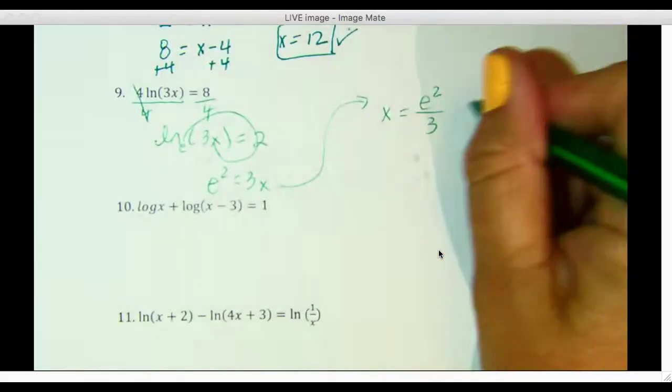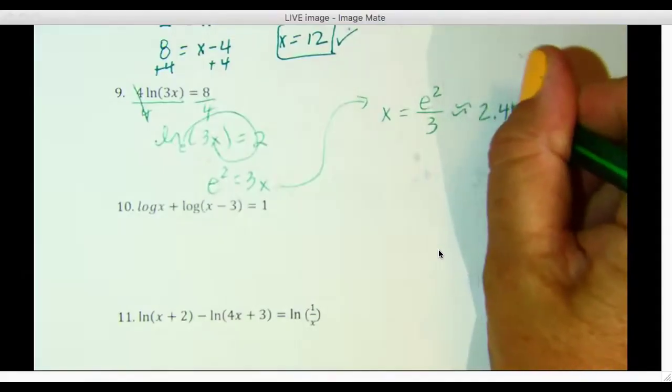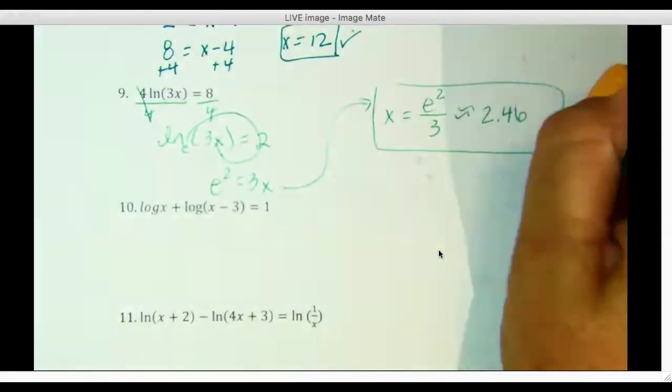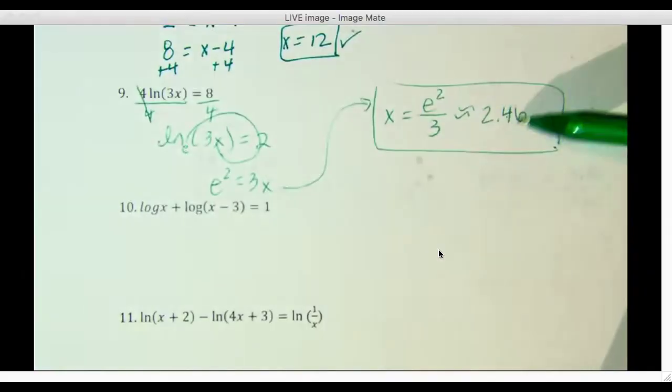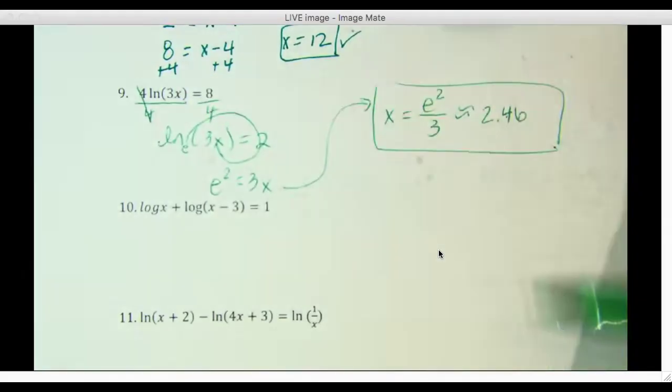I can plug that in my calculator and get an approximation for that, and that is 2.46. And again, I need to check my answer. So if I plug this positive number in here, 2.46 times 3, that's a positive number, and so that's okay. There's nothing wrong with plugging that in.